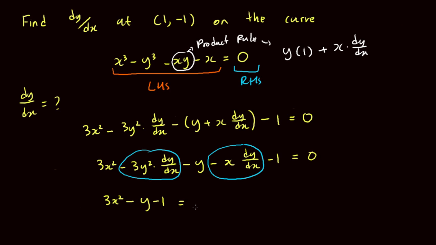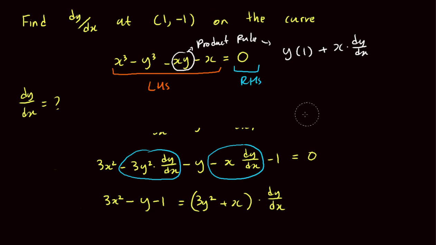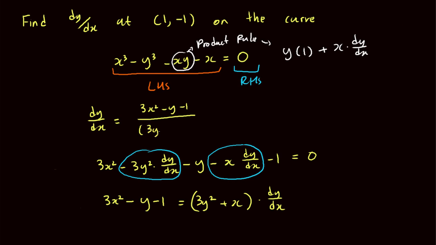And you will end up having 3y squared plus x, times dy over dx. And I'm going to erase the earlier term because we want to find the dy dx. So in this case dy over dx is just 3x squared minus y minus 1 over 3y squared plus x. Okay, so that's your dy dx actually.